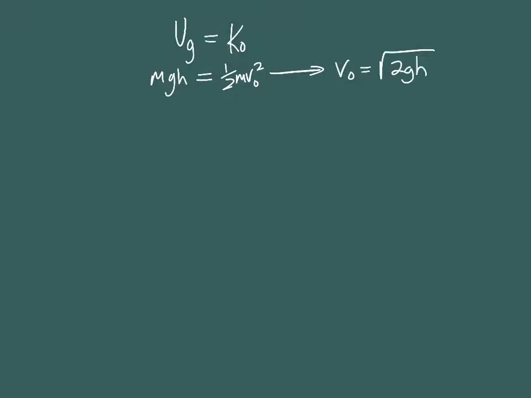All right? So, we're just going to go straight into this one. I'm going to conserve energy first on this one, just because it's simple. The gravitational potential is going to have to equal that initial kinetic energy when she grabs the bar. So mgh equals 1/2 m v naught squared. And we've already seen this. This means that my initial speed has to be root 2gh.